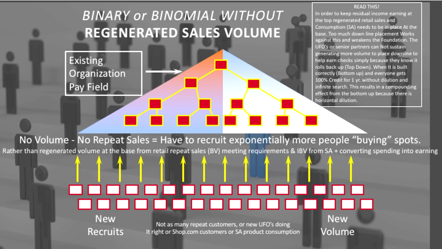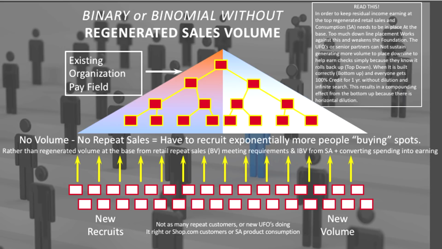So try to understand this, okay? And look at this carefully. In order to keep residual income earning at the top, regenerated retail sales and consumption from the shopping annuity need to be in place at the base, at the foundation. Too much downline placement works against this and weakens the foundation because it's given volume, it's synthetic volume. Somebody else did it. It's not being produced at the foundation. And so when that happens, we're weakening the structure. So it is simply something that doesn't work.